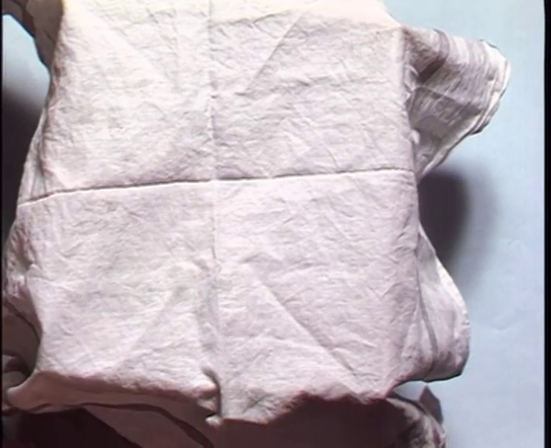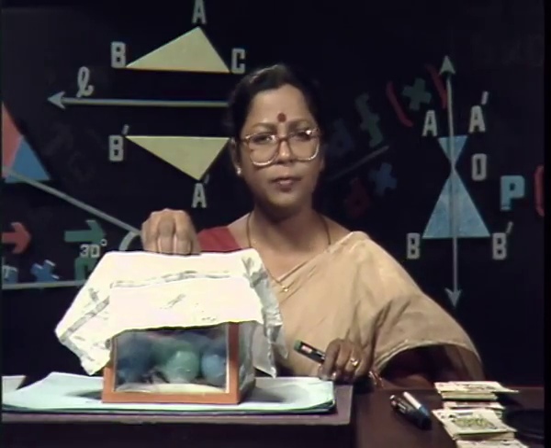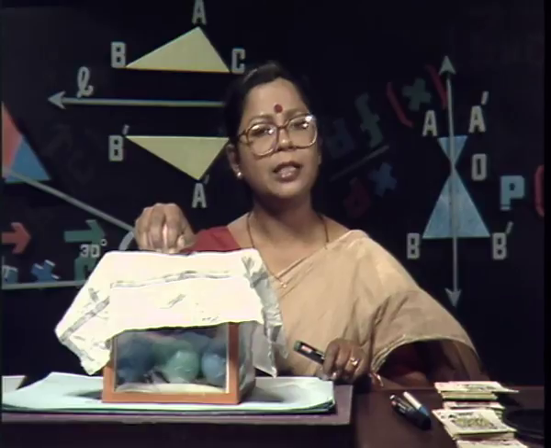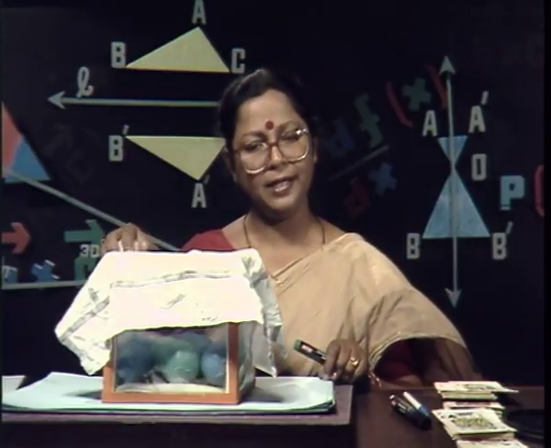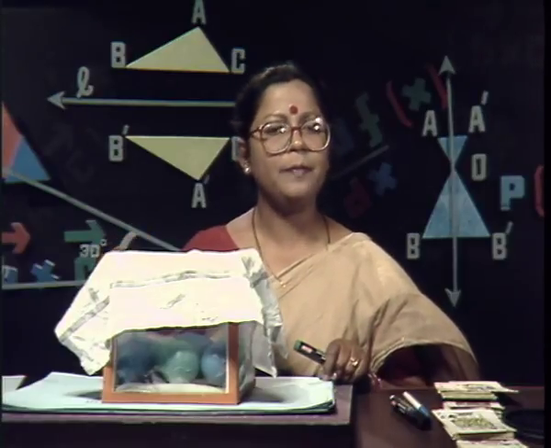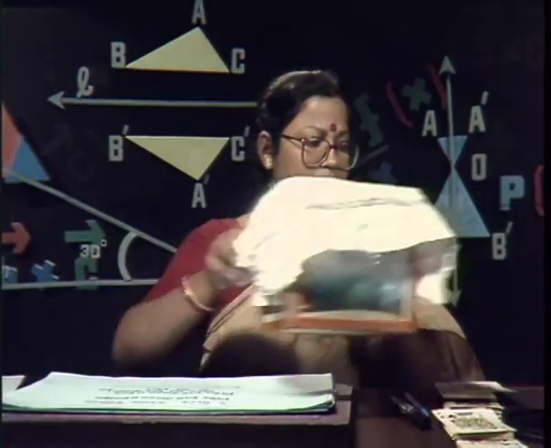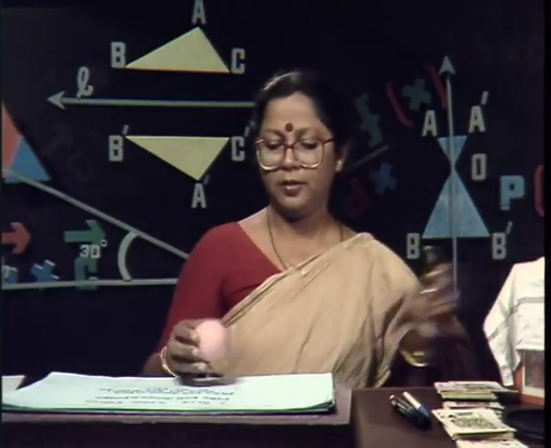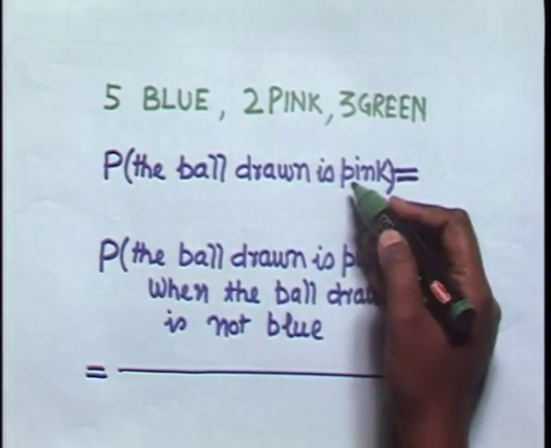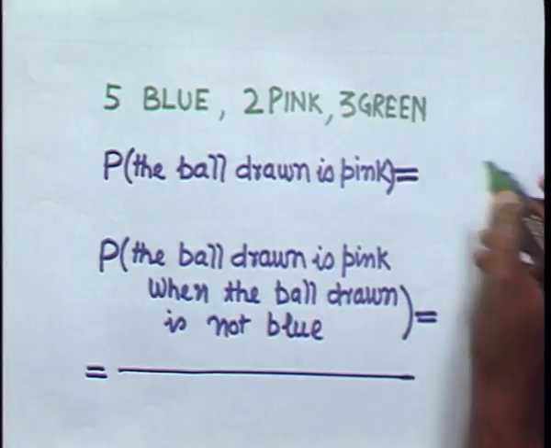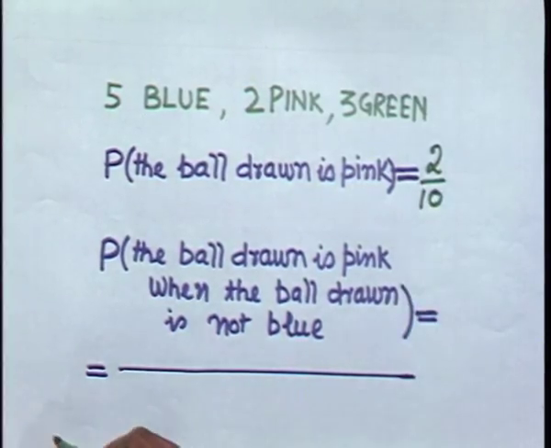and after the draw you are told that the ball picked up is not blue, then will the probability of the occurrence of this event change? You will expect that the ball drawn will be picked up from 2 pink balls and 3 green balls. So, when the condition was not given, in that case the probability of the ball drawn is pink is equal to 2 upon 10.